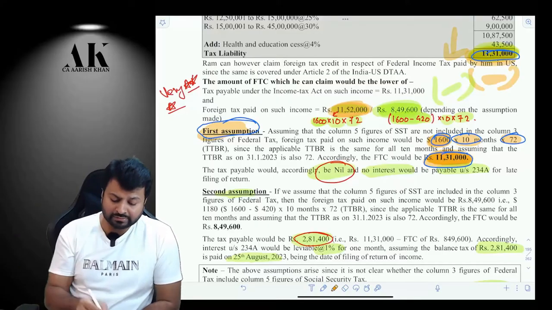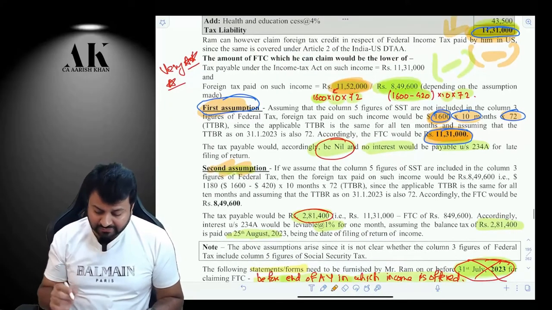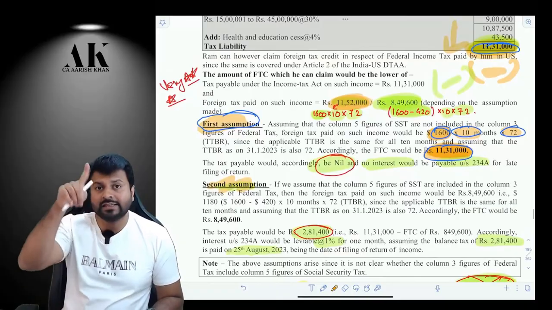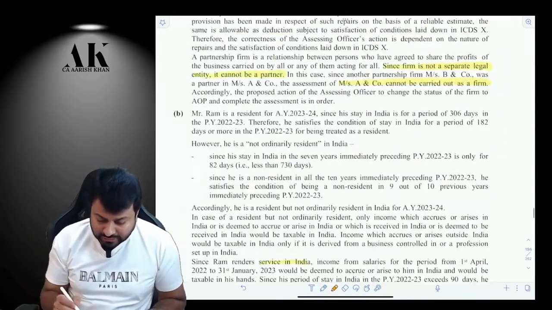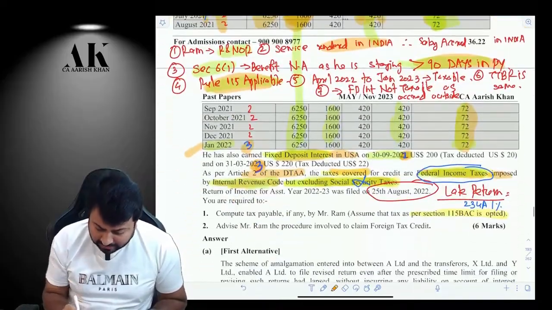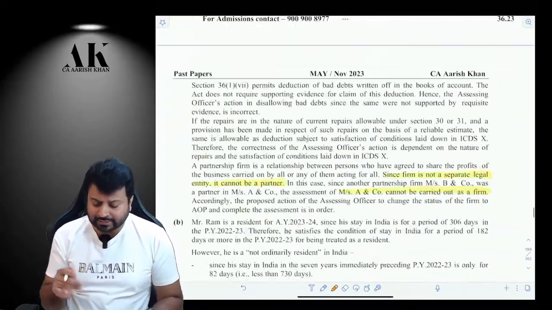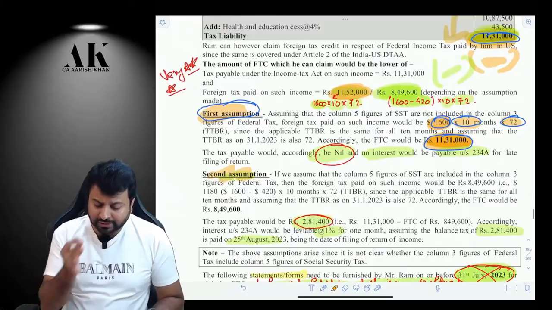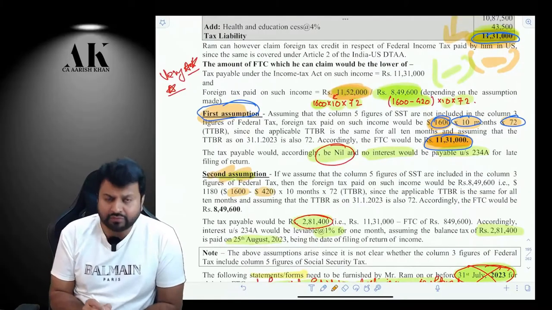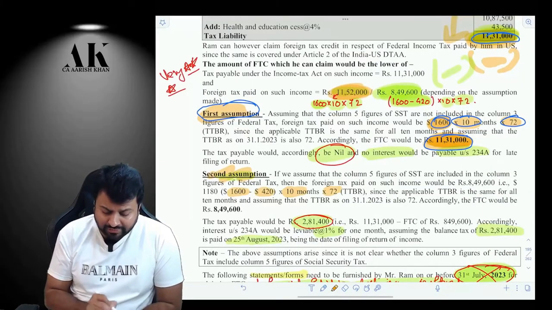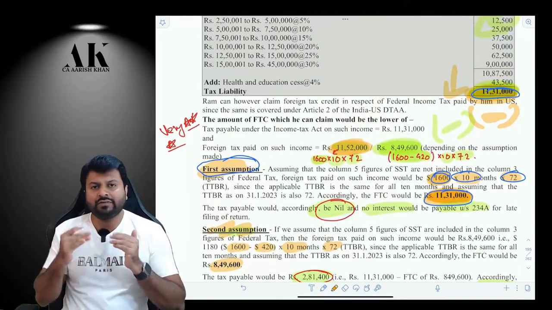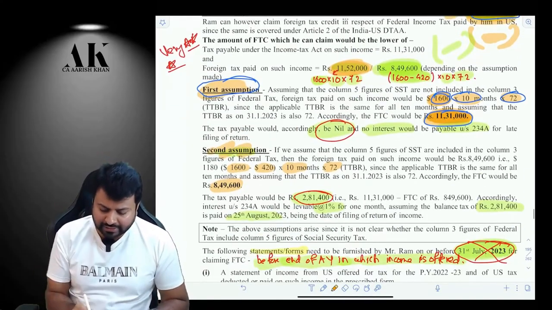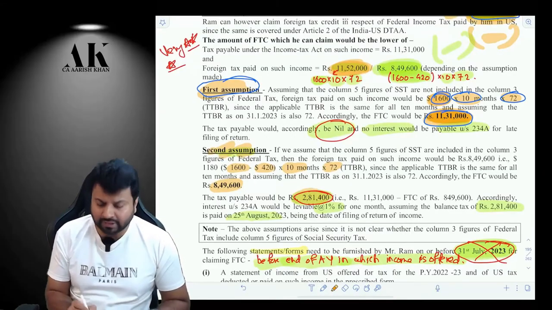But there is one more assumption which is made by ICAI. The assumption is that the 1600 federal tax is including the social security tax. And on social security tax, you do not get credit. Credit is not available on social security tax, so you have to remove that much. From 1600, remove 420, then multiply by 10 and into 72, that will come to 849. Therefore, you will get a credit of 1131 or 849, whichever is lower, so a credit of 849. And therefore, you have to pay tax of 281,400.